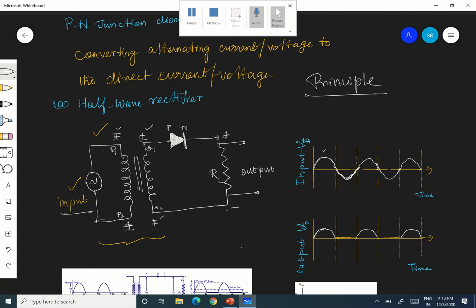The working principle is nothing but that the PN junction diode offers very low resistance when it is forward biased, and very high resistance when it is reverse biased. That is the working principle of the rectifier. Okay, so on this principle only it works, right?